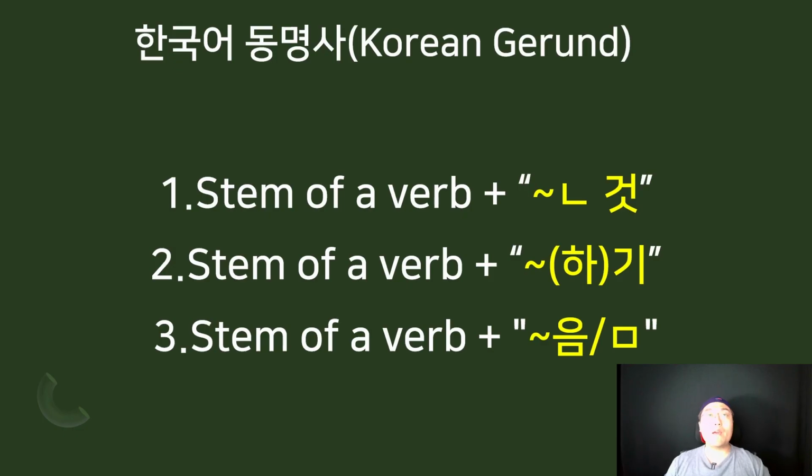First of all, in Korean, there's no distinction between V-ing and to root, such as seeing and to see. There are three main forms to turn verbs into nouns in Korean. Number one, stem of the verb plus 은 것, ㄴ 것, the most typical pattern. Number two, stem of the verb plus 하기 or 기. Number three, stem of a verb plus 음 or ㅁ. The three forms may look similar, but each has its own independent role.